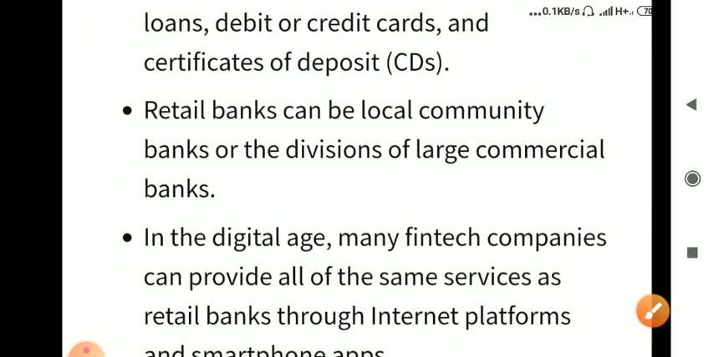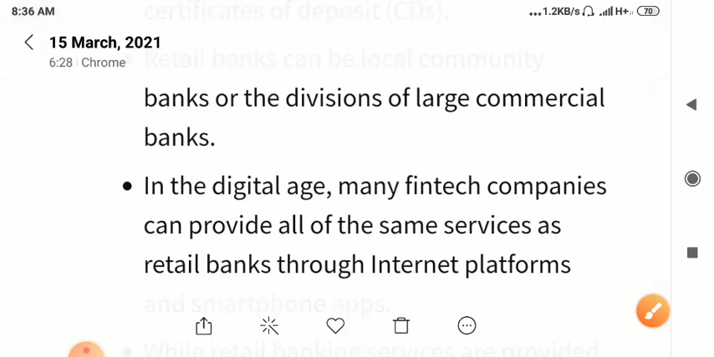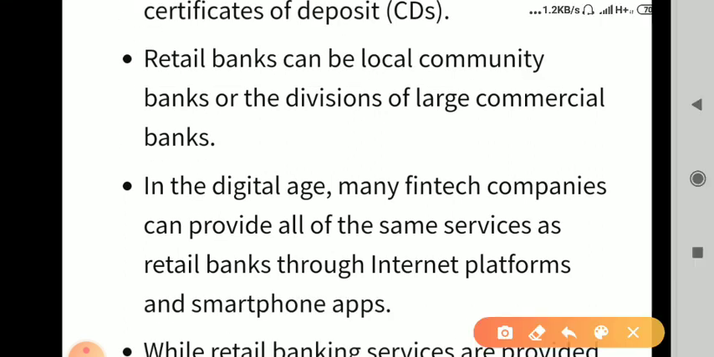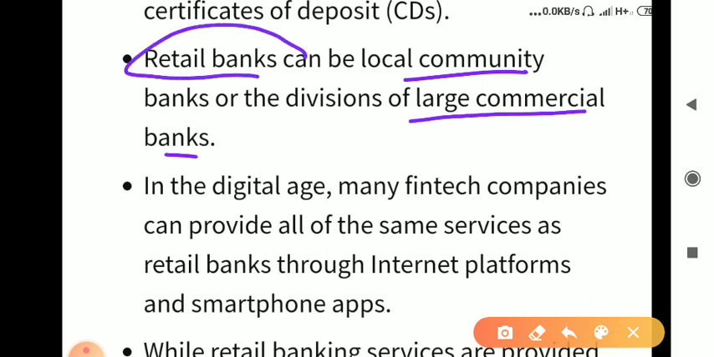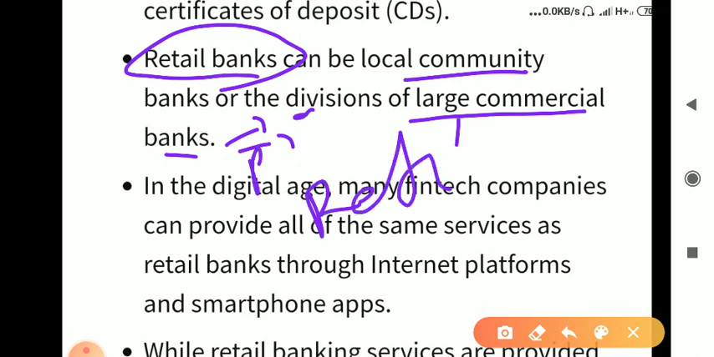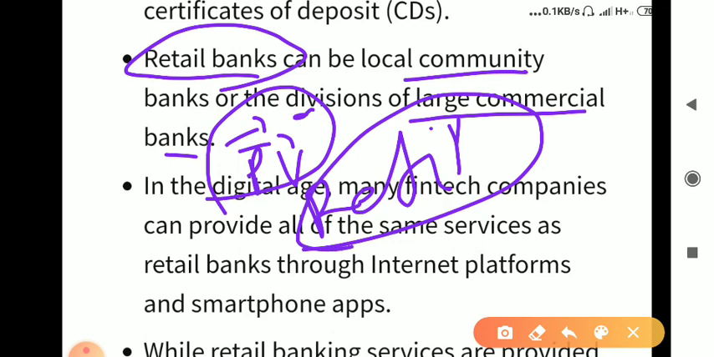Next we can see that retail banks can be local community banks or divisions of large commercial banks. That means banks which deal with retail businesses. Large commercial banks means SBI and any public sector bank. So all have the retail criteria. All private sector banks also have retail businesses.